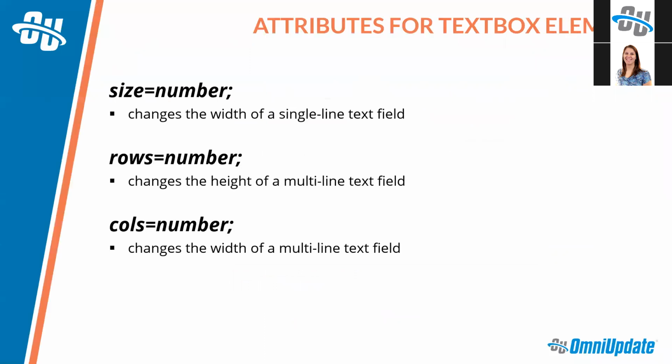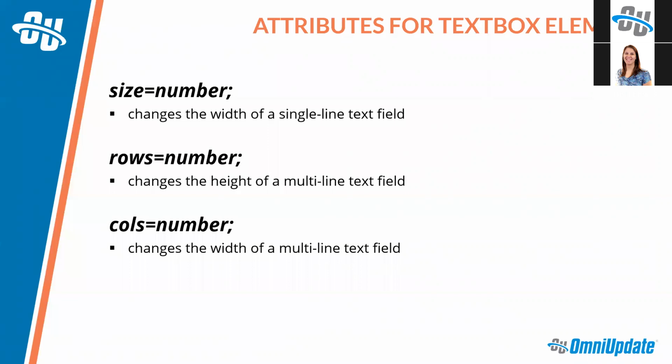Back to our PowerPoint here. There are 3 attributes that I'm going to be using to make those adjustments. The size attribute is going to allow me to change the width of a single line text field. The number here is going to be the number of typical characters that I will see included inside that field. Keep an eye on that, because it really depends upon what your CSS and website design are. If your particular font family is a little bit wider, it may not be the exact number of characters, but that gives you a generalized idea of how big.